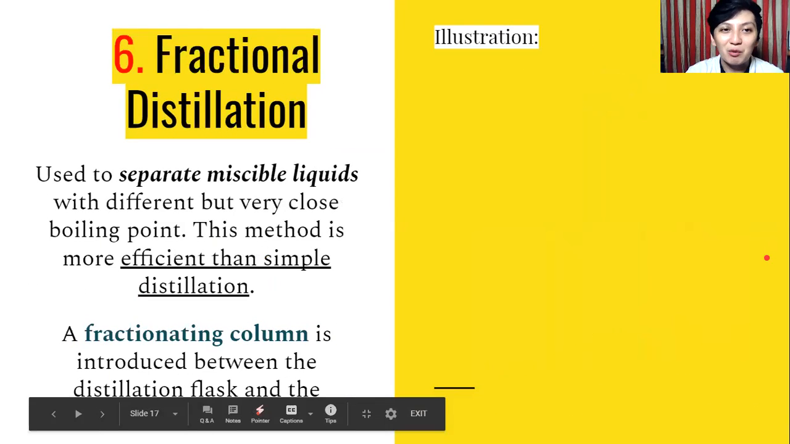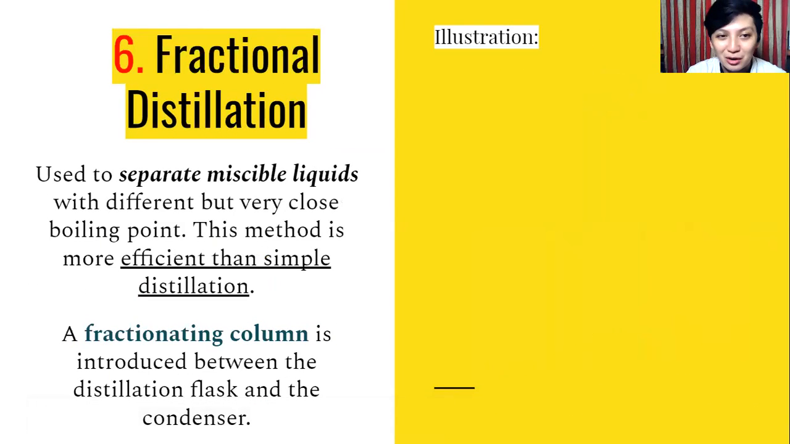And number 6, we have fractional distillation. What is the difference between simple distillation and fractional one? It is used to separate miscible liquids. When we are talking about miscible liquids, these are the dissolved liquids, the liquids that can mix together, with different but very close boiling points. This method is more efficient than simple distillation.